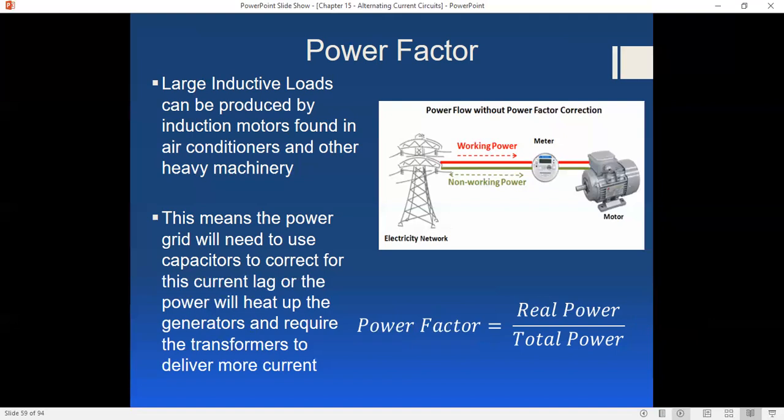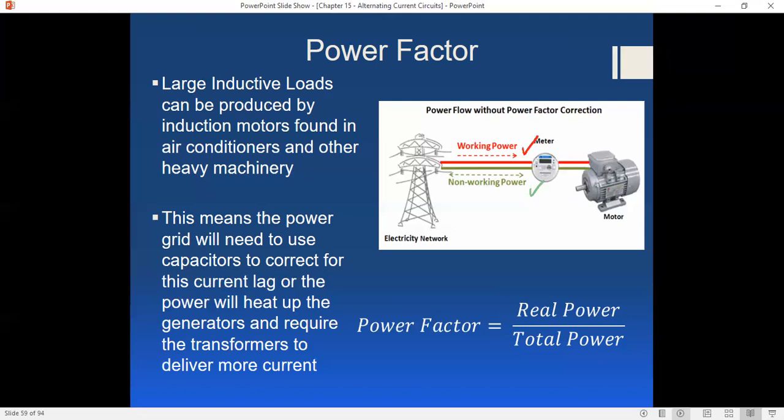So here's what the power company can end up charging you. And it depends on the power company. It can even depend on the time of day. They will charge you not only for the working power that you use, but they will charge you for the non-working power that you send back. In addition, they may even, on top of that, send you a surcharge if your power factor is too low.